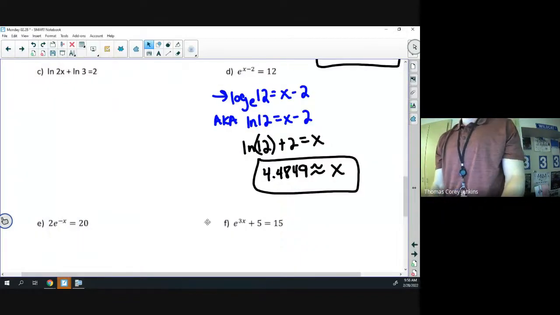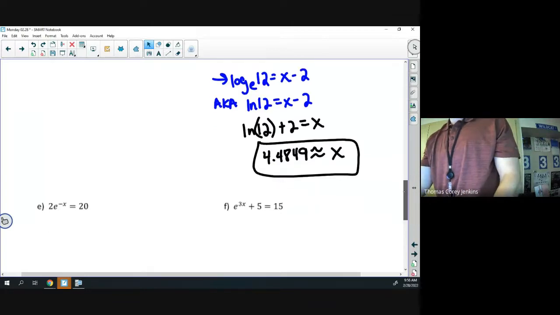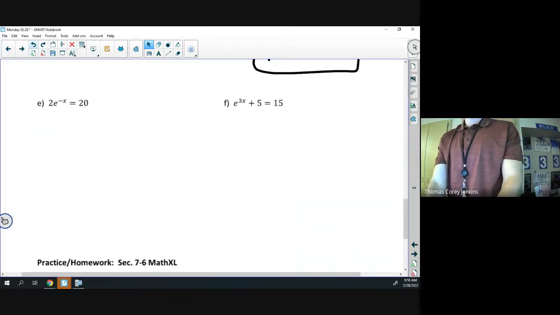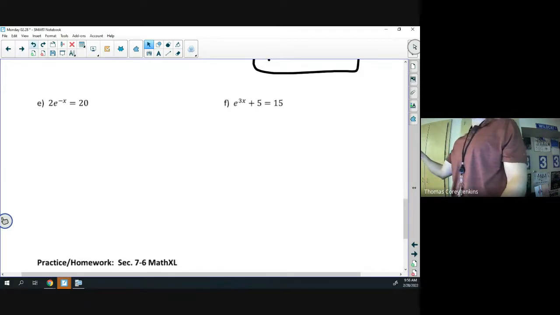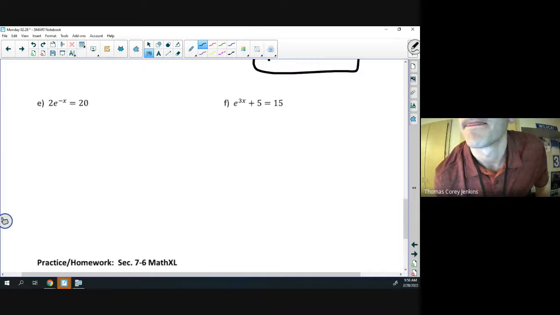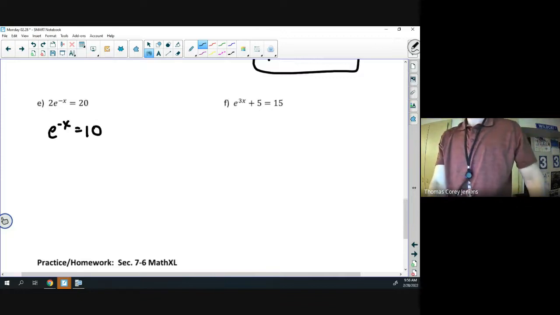All right, let's do one more of these together, and then we'll see where we're at time-wise after that. Looking at E or F, you do have an extra first step. You don't want to go from exponential to log or vice versa until you have the exponential or log isolated. On E, we'd want to divide both sides by 2 first, so we'd rewrite it as e to the negative x equals 10.